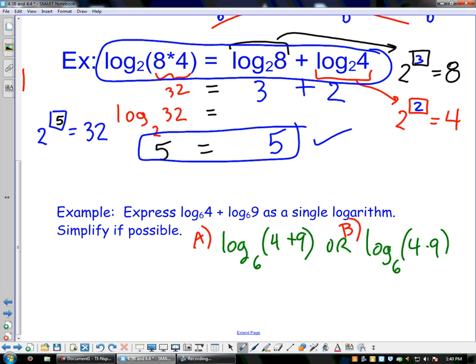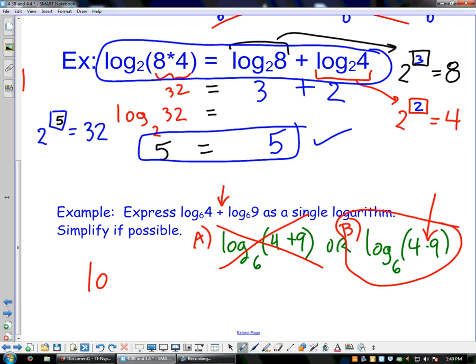Well, I hope you chose B. This is correct. We don't want to do this. Yes, there's addition here, but there's got to be multiplication here. So this is really the same as saying log to the base 6 of 4 times 9, which is 36.